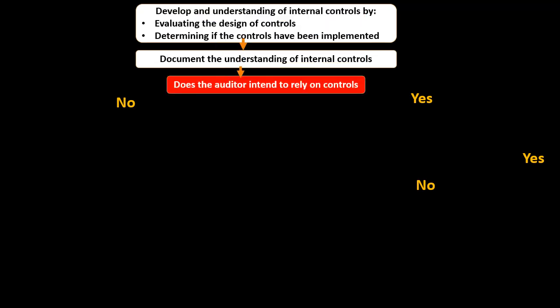And then we come to the question point. That's what this red box means. So we have a yes or no type of question. Does the auditor intend to rely on the controls? So at this point, we have to say, do we rely on the controls or not?